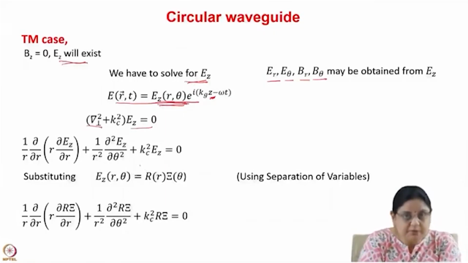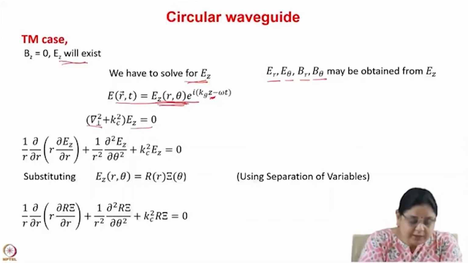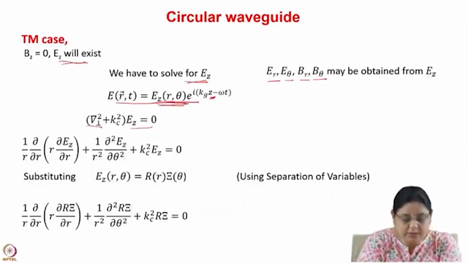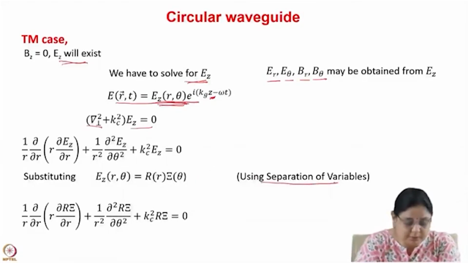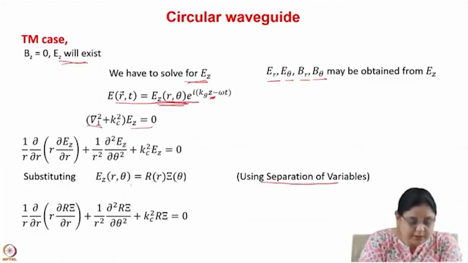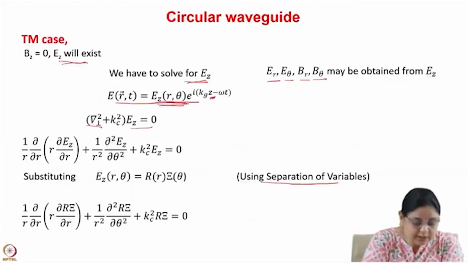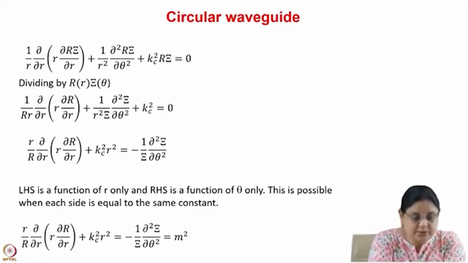Now, as we did for the rectangular waveguide, we can write Ez of r, theta as capital R, which is a function of r only, and capital Theta, which is a function of theta only, and solve this equation by using the method of separation of variables. Substituting capital R and capital Theta instead of Ez in this equation, we get this expression.